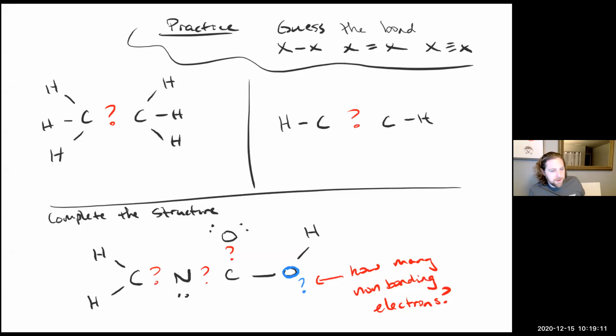Try these out. I'll pause for just a minute, but this is our last little bit of practice. Draw a complete structure. Finish the bond types, single, double, or triple. And same thing on the third. It's going to be single, double, or triple bond for the red question marks. And for the oxygen, how many non-bonding electrons do I need to attach? How many dots do I need to attach to the oxygen here to make sure it's stable?